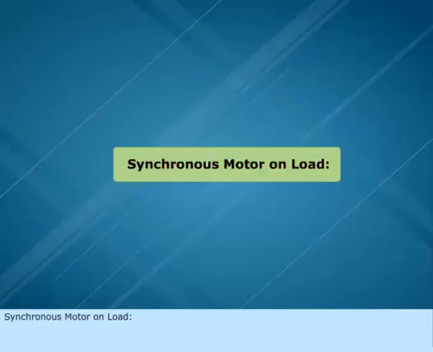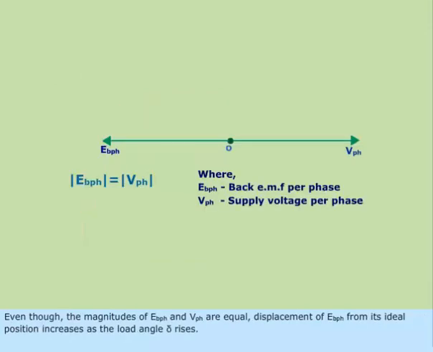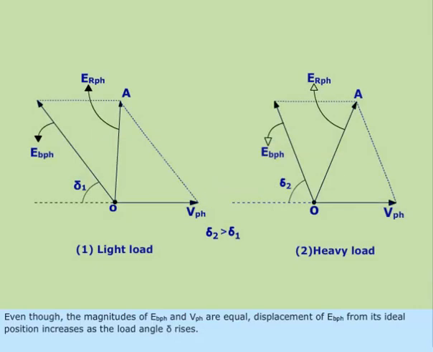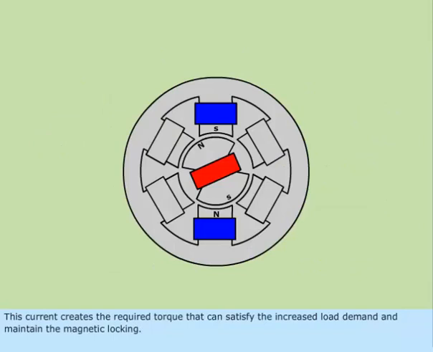Synchronous motor on load. Whenever the load on the motor is increased, the load angle delta is also increased, but the motor remains at synchronous speed. Even though the magnitudes of E sub BPH and V sub PH are equal, displacement of E sub BPH from its ideal position increases as the load angle delta rises. The synchronous impedance is always constant, and hence the magnitude of current I sub APH drawn by the motor rises as the load increases. This current creates the required torque that can satisfy the increased load demand and maintain the magnetic locking.